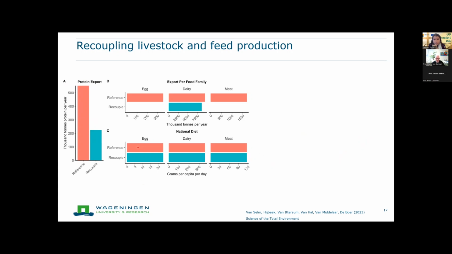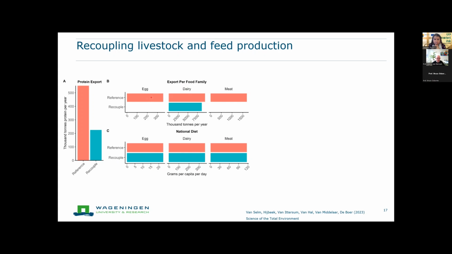The consumption in our national diet doesn't change. So this was assuming the same diet as today. And we can still produce enough eggs, dairy products, and meat products in the food system by producing our own feed. But obviously, it will have a large influence on the types of products that can be exported.